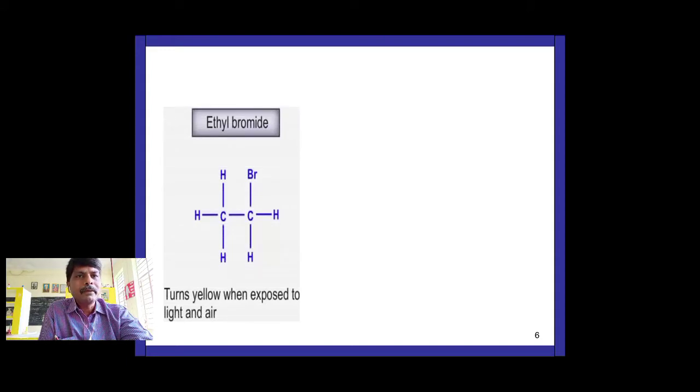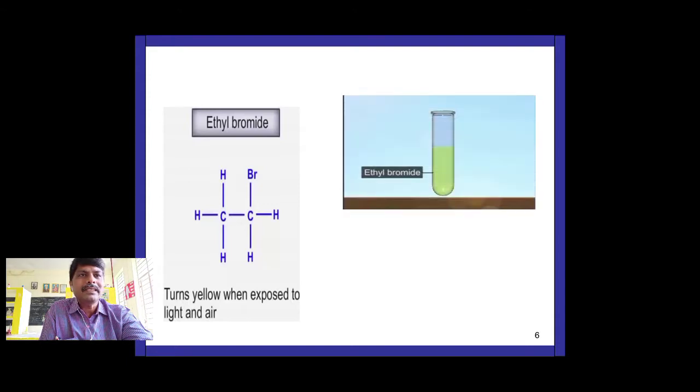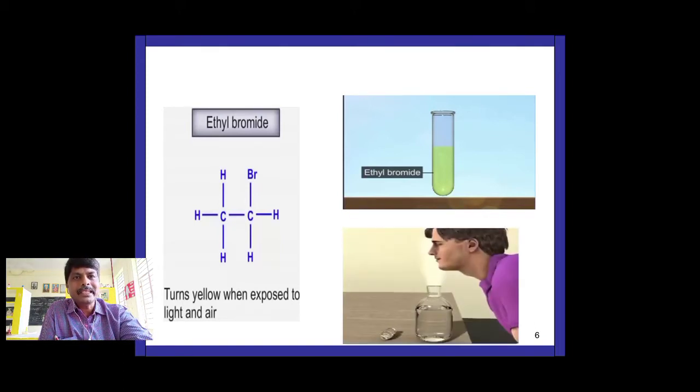Now what about boiling points? You will see boiling points next. Before going to boiling points, one more physical property: alkyl halides are generally colorless, but they turn yellow. For example, ethyl bromide turns yellow when exposed to light and air. They also have a characteristic smell, a characteristic odor.